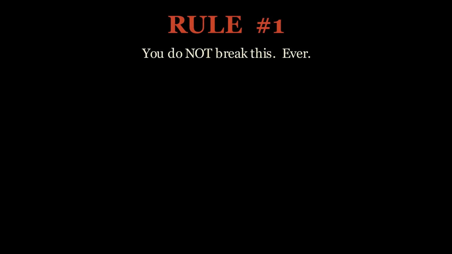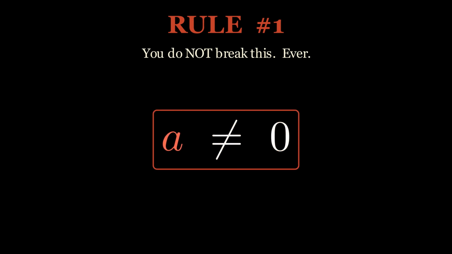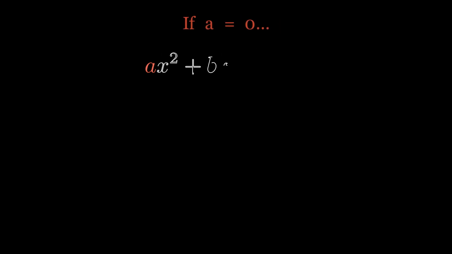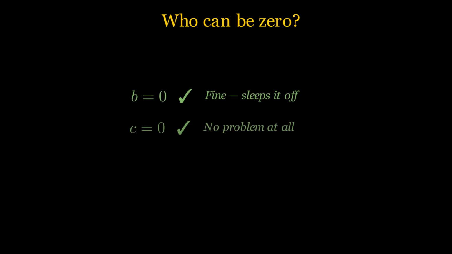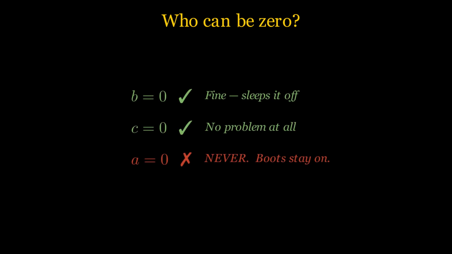Now here's the one rule you do not break. Ever. A cannot be 0. If A is 0, that x squared term vanishes faster than free whiskey, and your quadratic gets demoted to a sad little straight line. B and C are allowed to be 0. They can sleep it off. But A, never. A keeps his boots on.